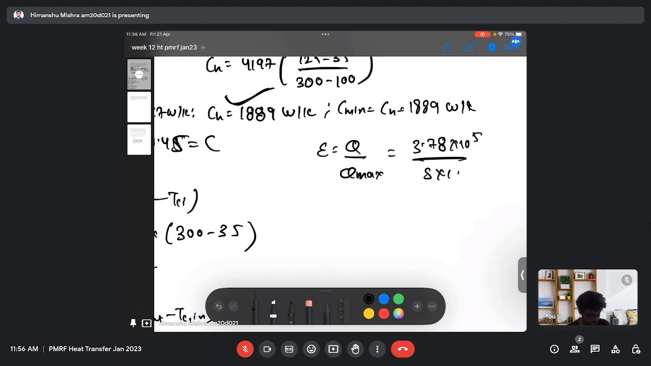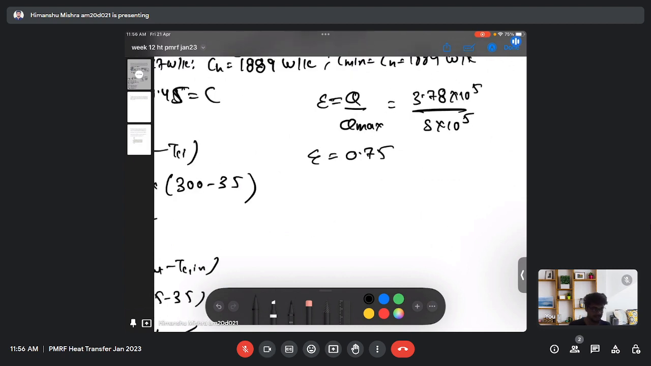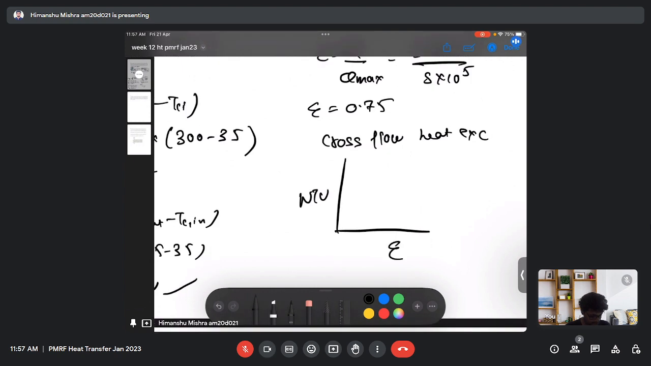By maximum. So my effectiveness is 0.75. Since again it is a cross flow heat exchanger, like we have done in our first question, we use the graph NTU versus effectiveness.